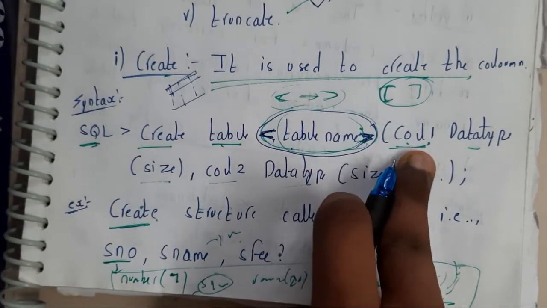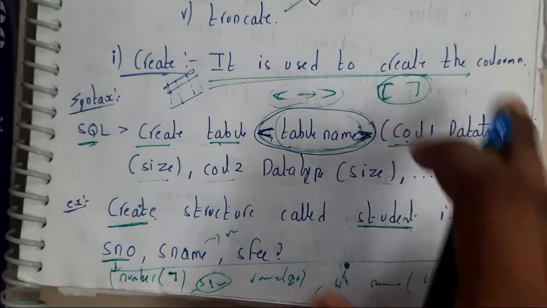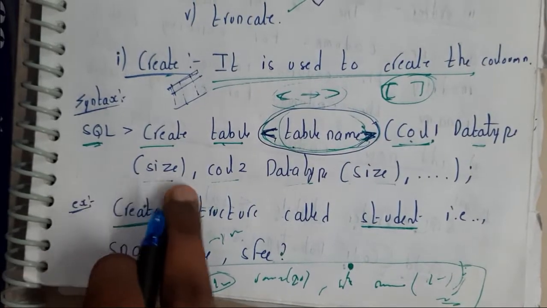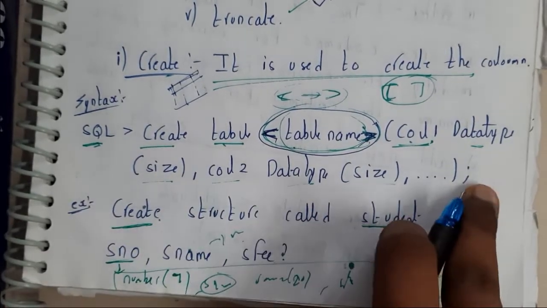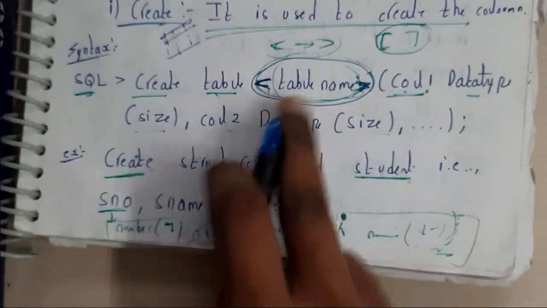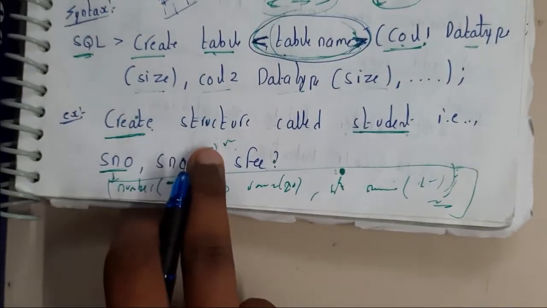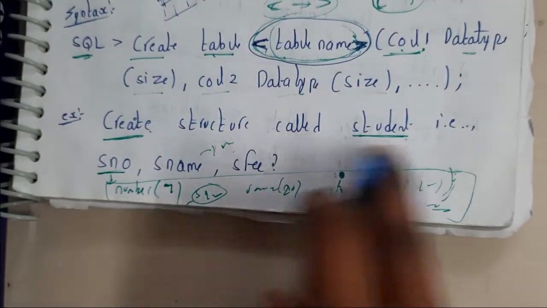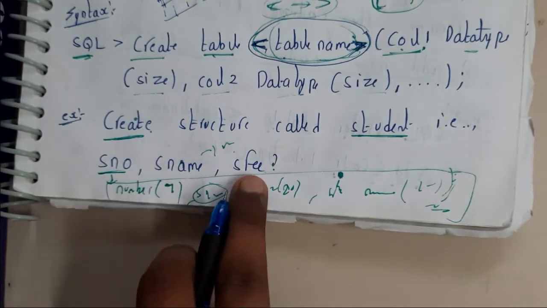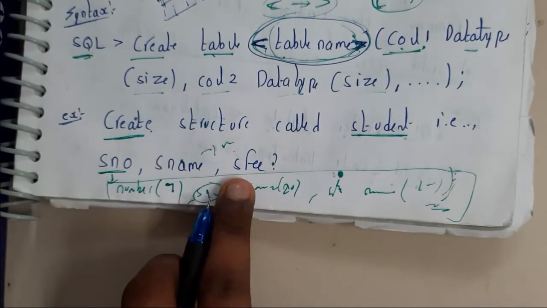Then column 1 will be the particular column name and the data type which you are trying to write and its size, comma, column 2 data type size, and so on. So in this way we will be creating a table, guys. So let us take a small example. Create a structure or table called student, which has serial number, student number, student name, and student fee.